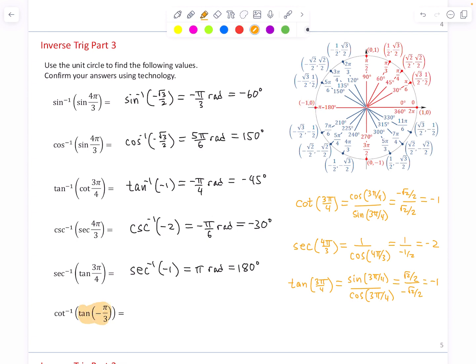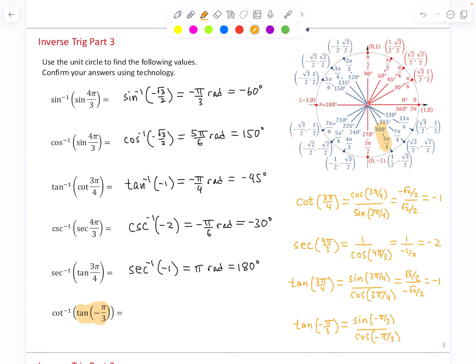And finally, let's do this last one. The inside of the parentheses is the tangent of negative pi thirds. So we have a negative angle here. Negative pi thirds takes us to an angle that's coterminal with 300 degrees or 5 pi thirds. And the tangent will be the sine divided by the cosine, so second coordinate divided by first coordinate, which simplifies to negative rad 3. So the inside of our parentheses is negative radical 3, and now we are trying to find the inverse cotangent of this ratio.